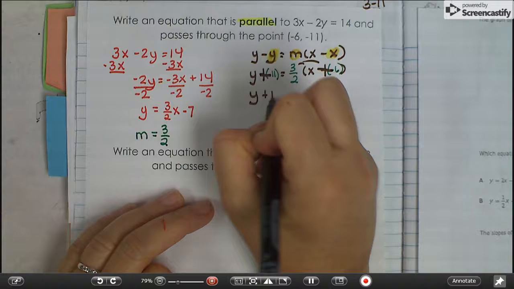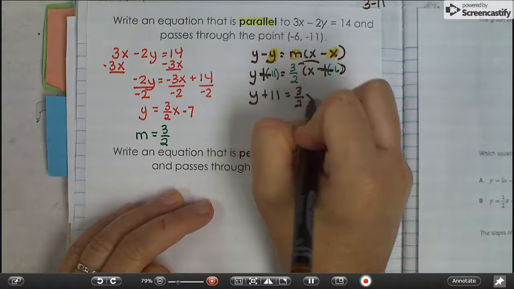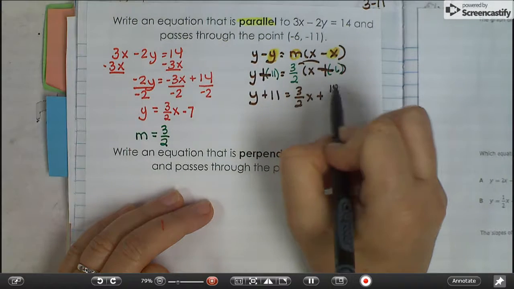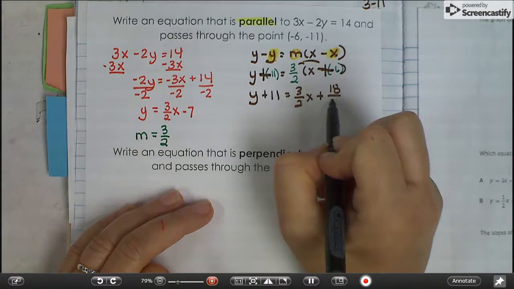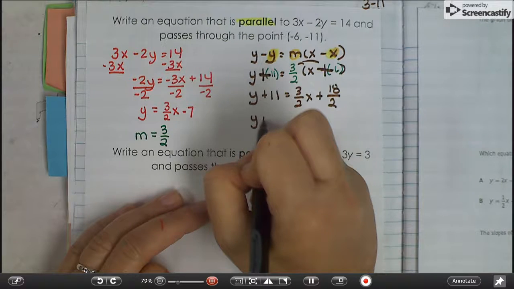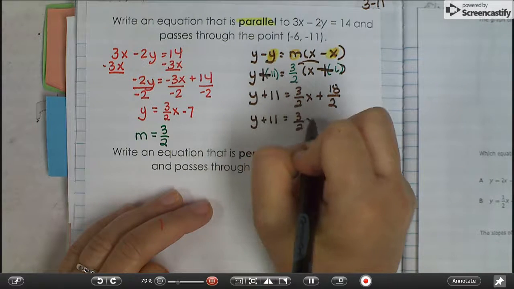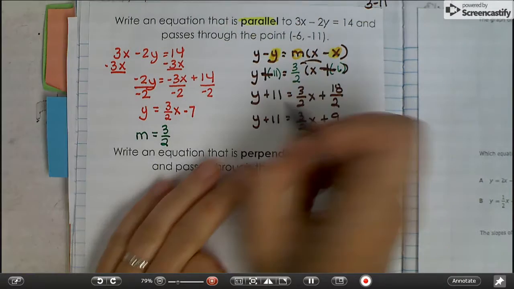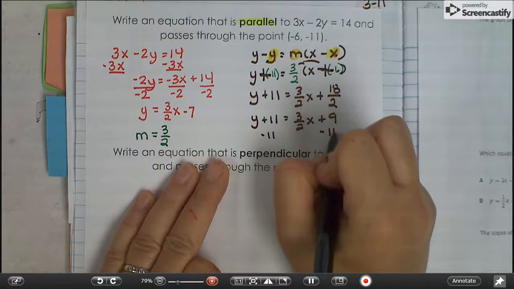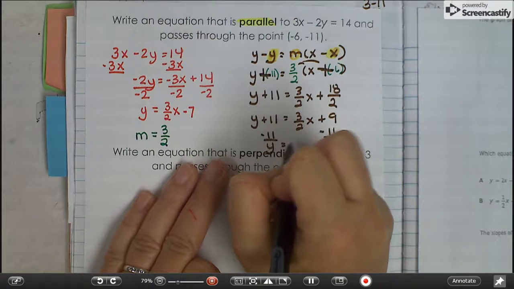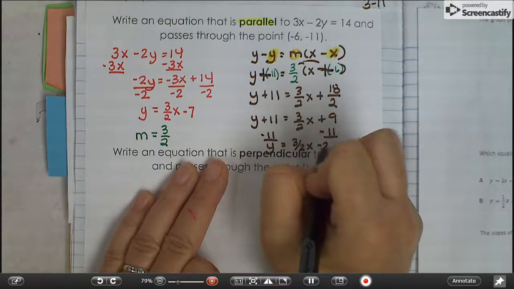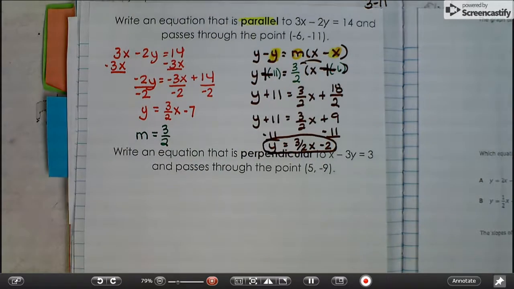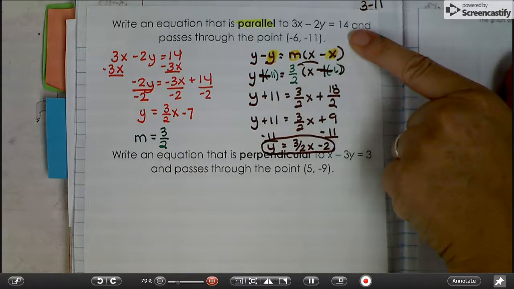So y plus 11 equals 3/2x. And then since they're both positive, 3 times 6 is 18. 2 times 1 is 2. y plus 11 equals 3/2x plus 9. And the last step is to get the y alone. So y equals 3/2x minus 2. That is the equation of a line that is parallel to the given line through this point.